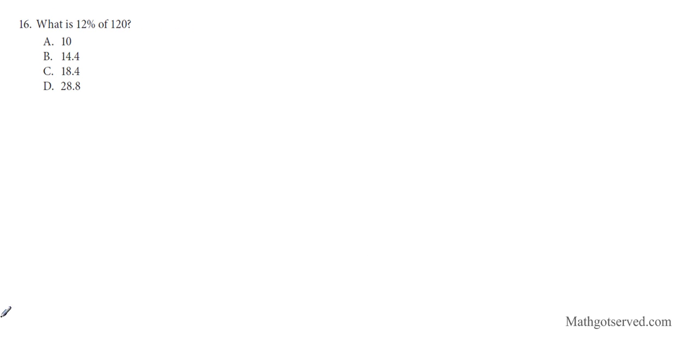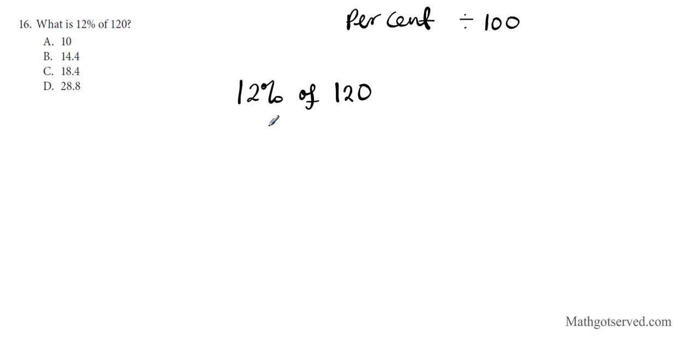All right, moving along. Question 16, it says 12% of 120. What is 12% of 120? Well, this is in word form. If we want to translate it into math, what does percent mean? Percent just basically means divide by 100, a fraction of 100. So 12% is 12 over 100, okay? Of is the operation multiply, and 120 just stays the way it is, okay?